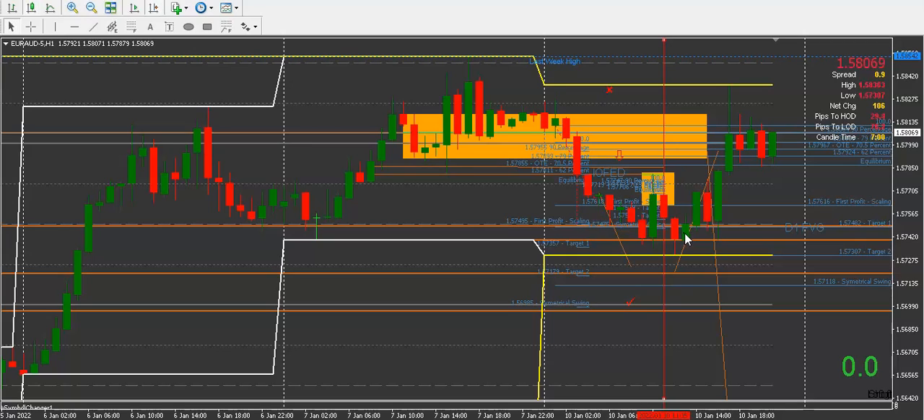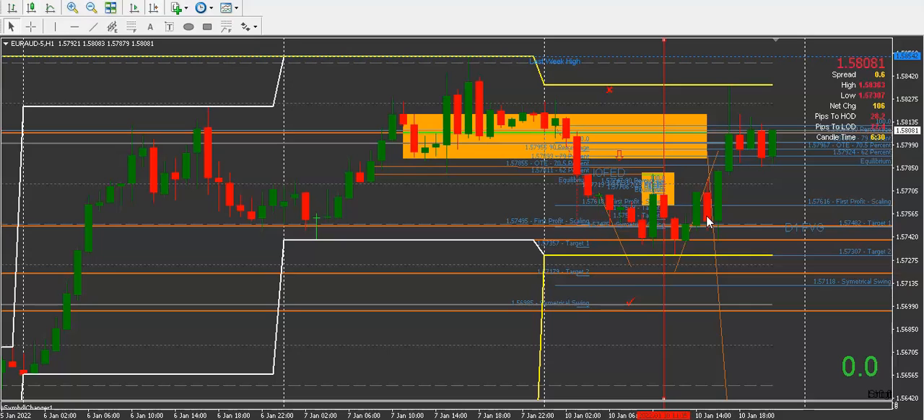6. By this time, with the rejection and break above this down close candle, more than likely I would have been pulled out. This was confirmed. Once price came up, it confirmed this bullish order block here, and then price did come down in this next candle here.